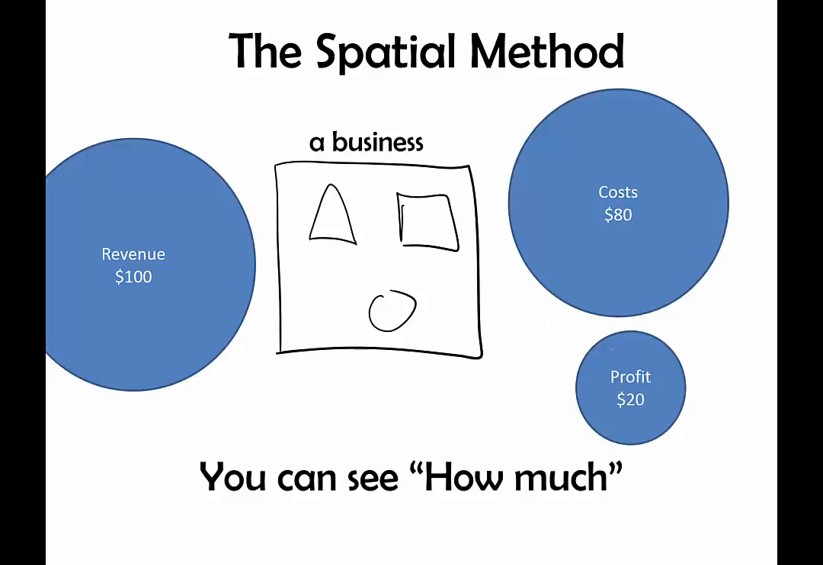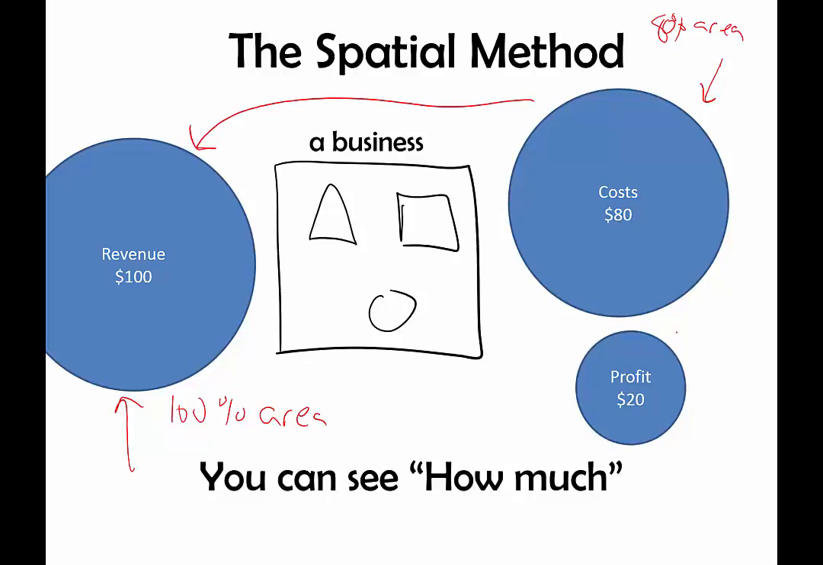Well, let's look at the same example, but this time we'll look at it spatially. This circle represents revenue, and it's scaled to 100% of the area. This circle represents the cost. It's scaled to 80% of the area of this original circle. And the profit circle is worth $20, and it's scaled to 20% of the area of this circle. Now you can see how much money is being processed by this business.